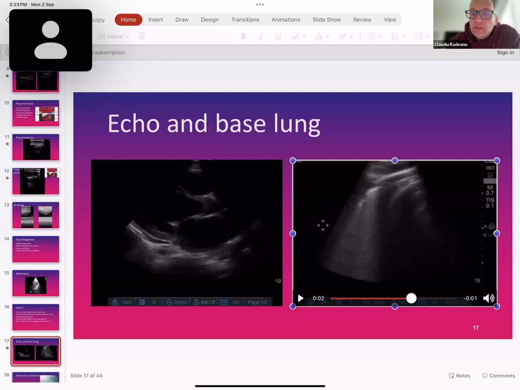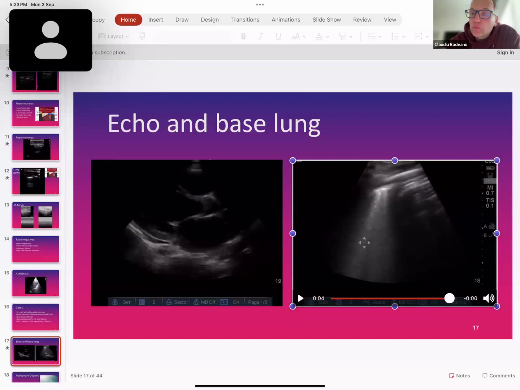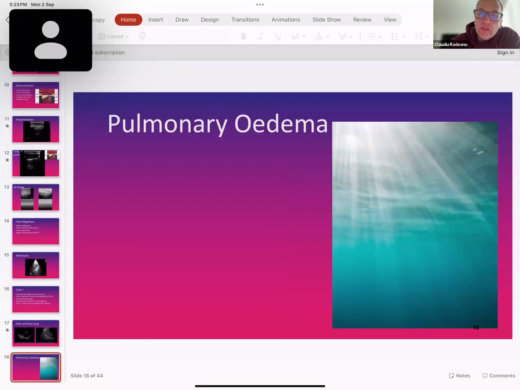But what you'll see abnormal in this area is all these white beams coming in, like sunshine rays. As you remember, when we talked about normal lung ultrasound, we didn't talk about this aspect, because this is not normal, this is abnormal, and we call it the B line. It's a sign of pulmonary edema.